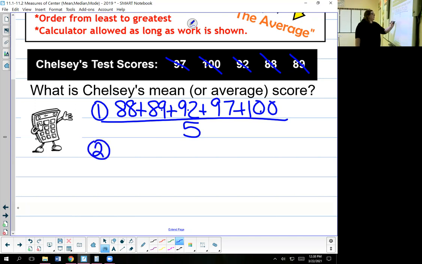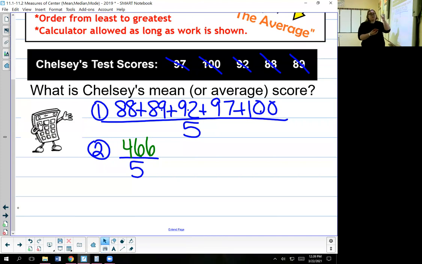Step 2: let's find the sum of the numbers on top as our numerator. A good rule of thumb is to do it twice when you type it in. So 88 plus 89 plus 92 plus 97 plus 100, and I got 466. You want to check that twice. Type it in twice and make sure you get 466, because if you do all that math and then forget a number or type in something wrong, it is going to mess you up altogether.